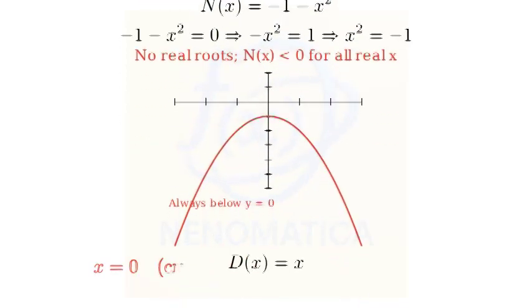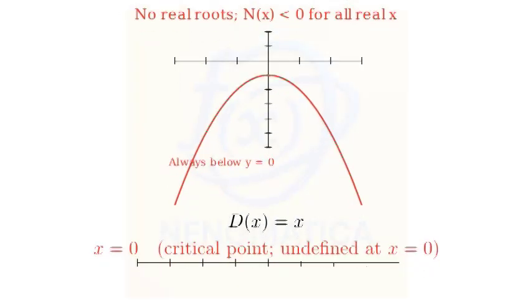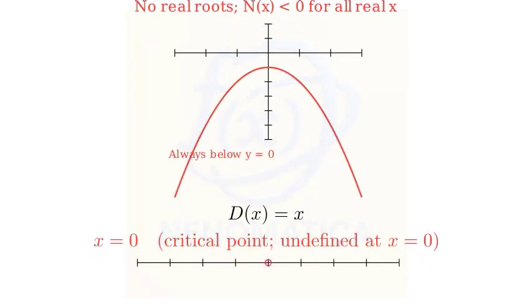Step 3. Analyze the denominator. Set the denominator equal to 0. That gives x equals 0, a critical point. The original expression is undefined at x equals 0, so we must exclude 0 from the domain. This point will split the number line into two intervals for a sign table.